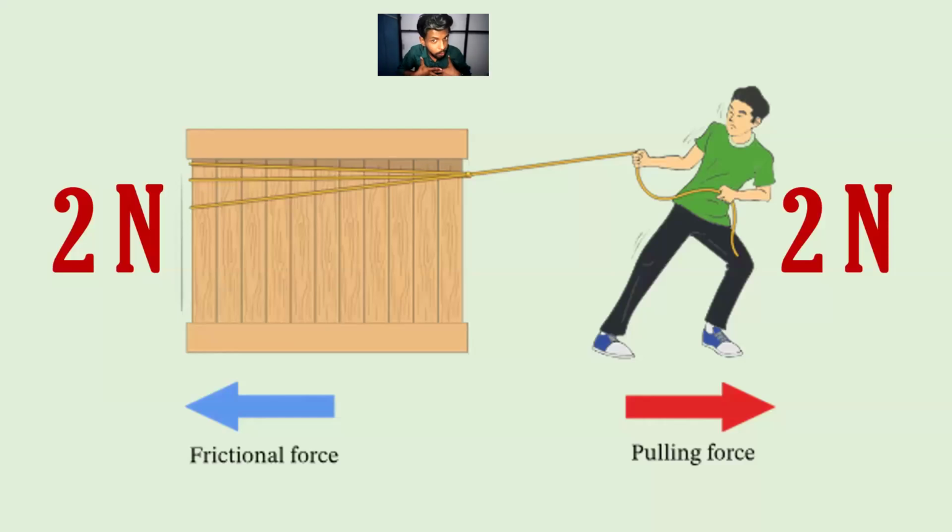With 2 Newton, the object still cannot be moved. Even now, when I'm applying 2 Newton, the object didn't move. Do you know the reason for that? Because we have the opposing force of 2 Newton here, so it got balanced. And now I'm going to increase the force to 3, 4, 5, 6.